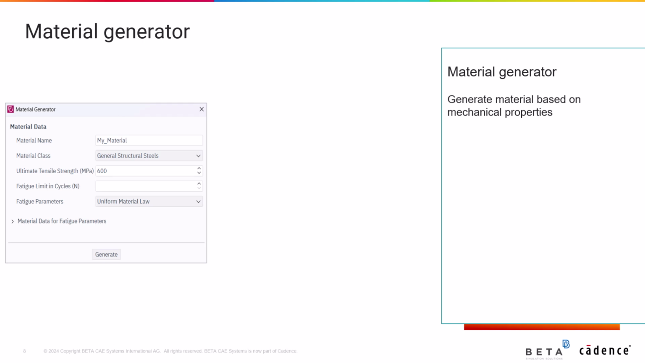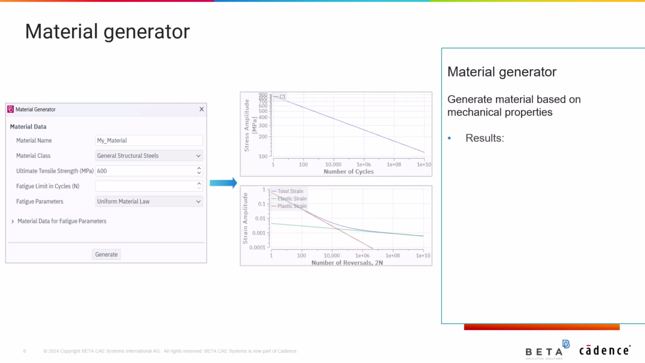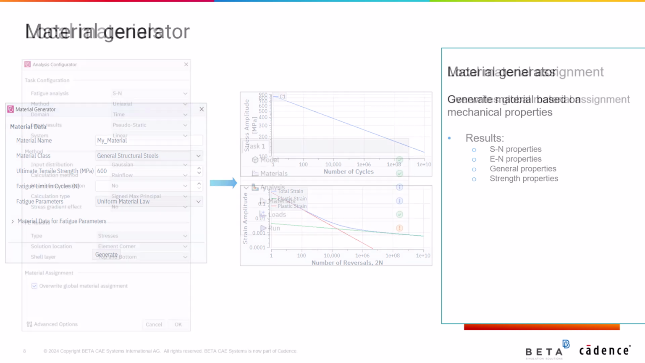The input is the UTS and the FKM material class. It produces SN, EN, general and strength properties for the created material.